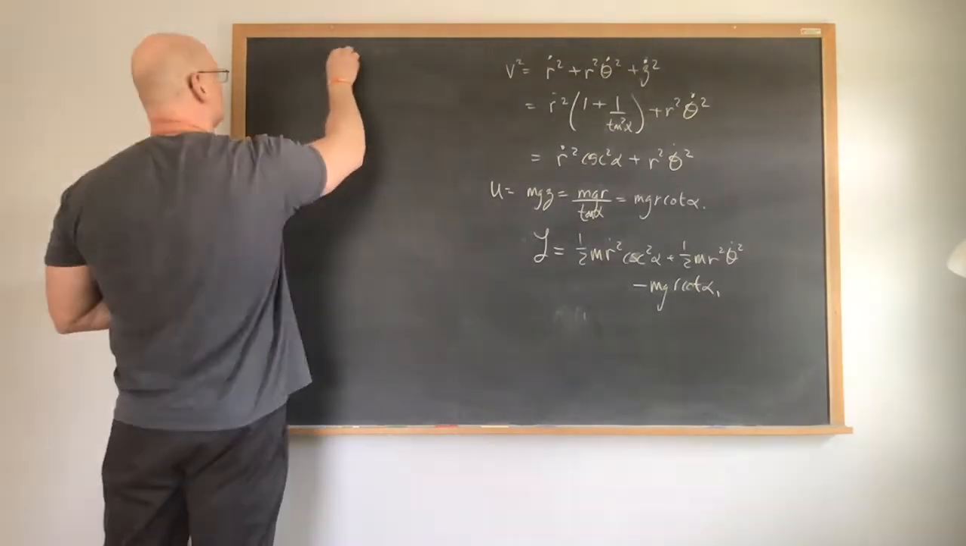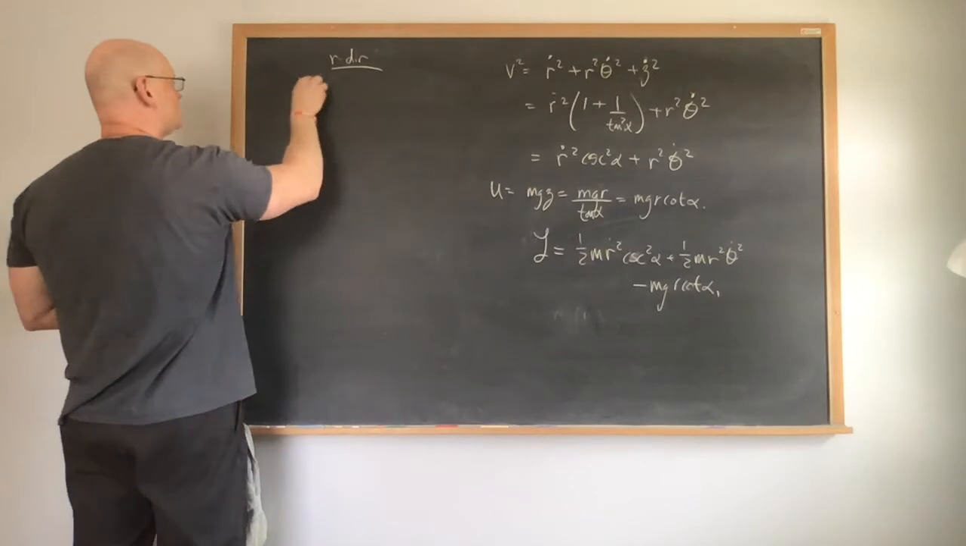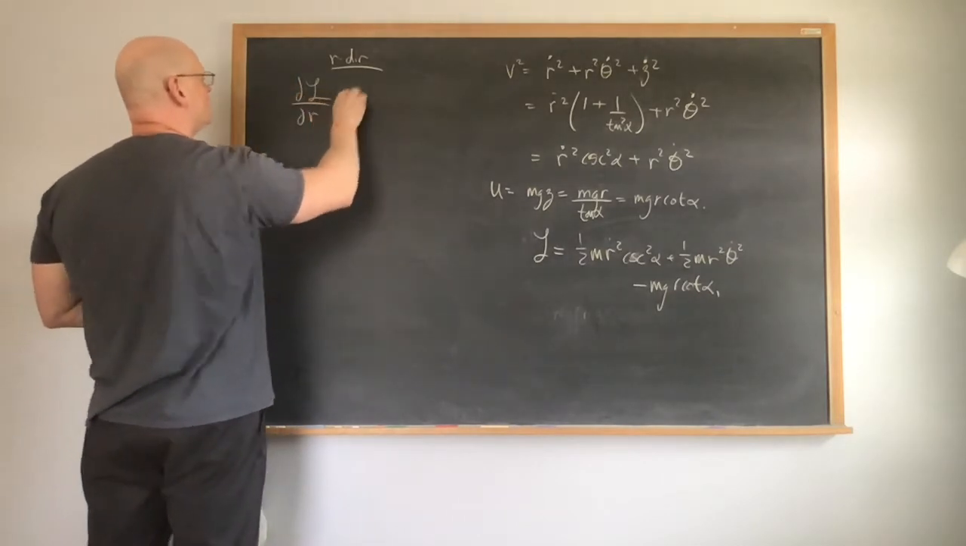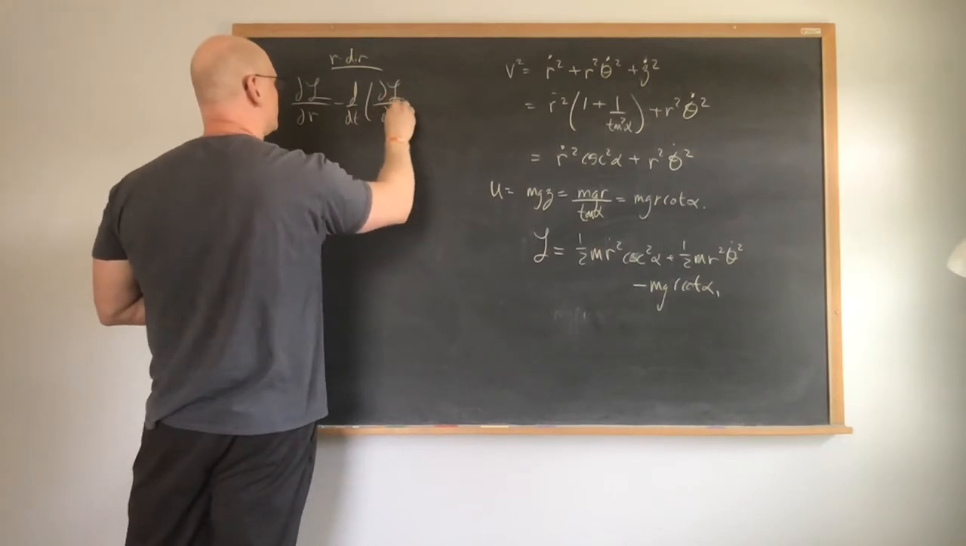So again, let's start off with the r direction. Let's do that one first. That says that we take the partial of the Lagrangian with respect to r, minus the derivative of the partial of the Lagrangian with respect to r dot.